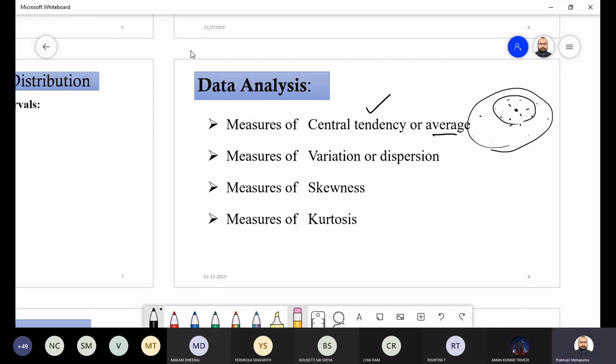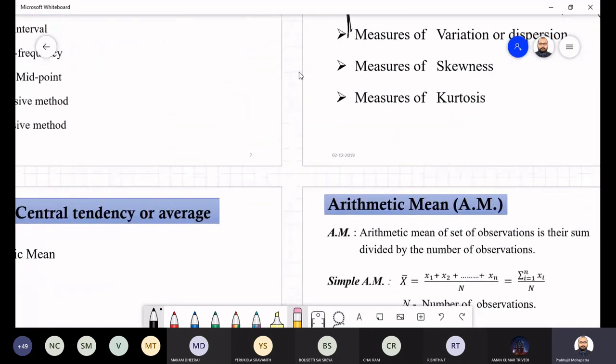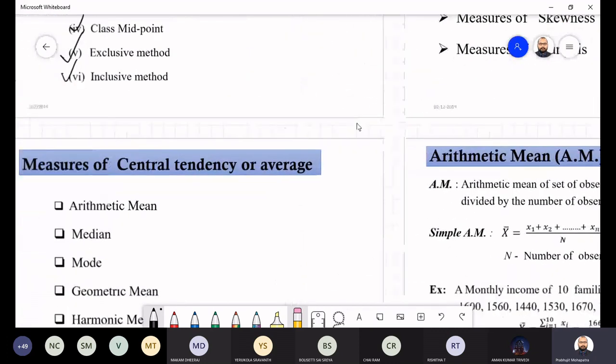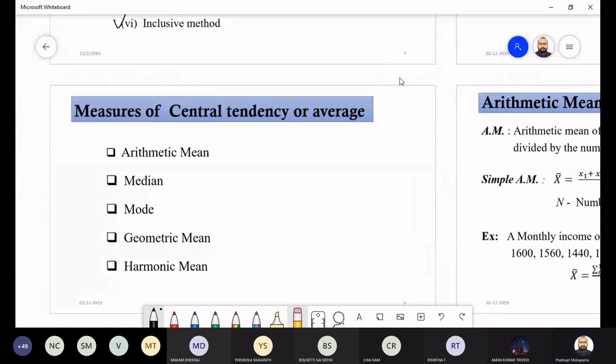And measure of skewness and accuracy, that also we will discuss. In this module only we are having the discussion. And measure of central tendency, measure of variation, I think these two things you know already. Measure of central tendency is nothing but the mean, median, mode, those things. And measure of variation is nothing but the standard deviation and variance. I think you know these already, but we'll have a little bit more elaborate explanation in this module.